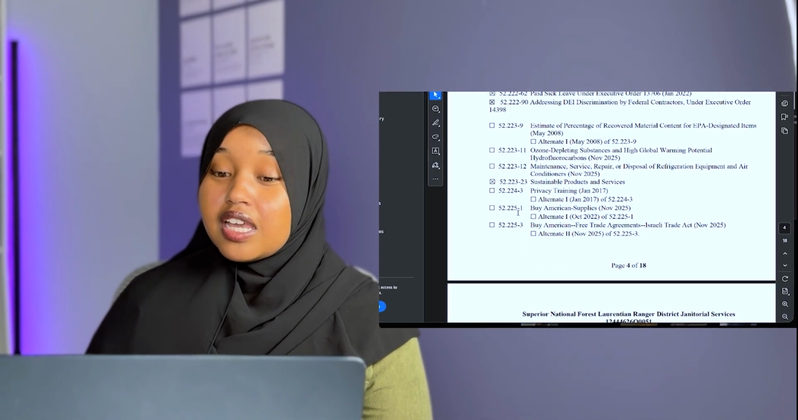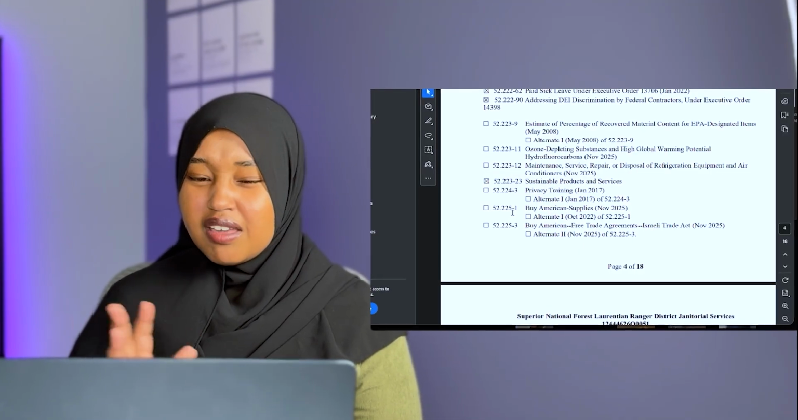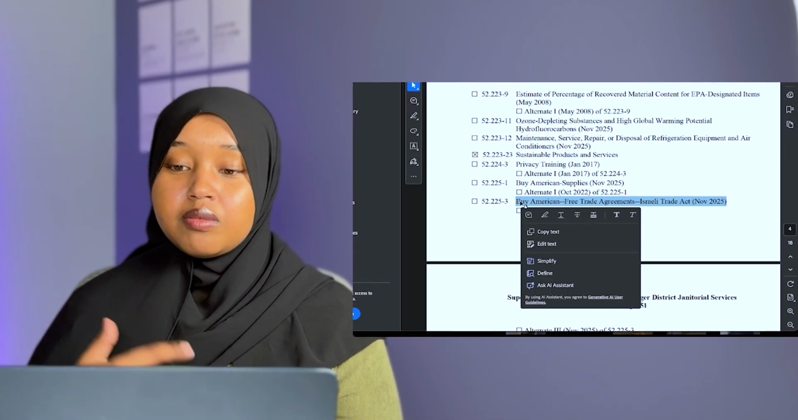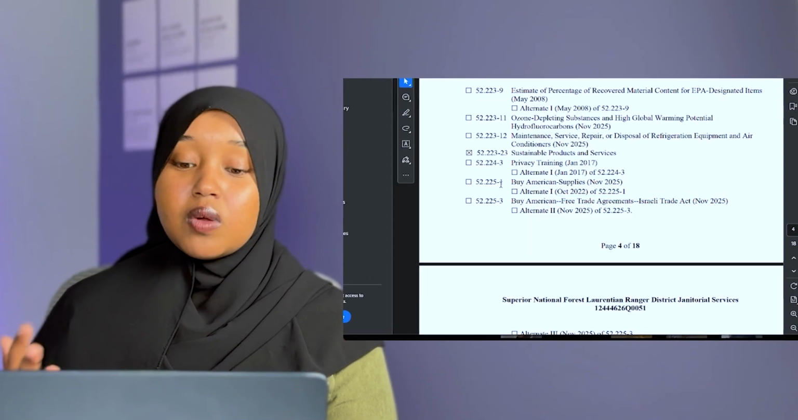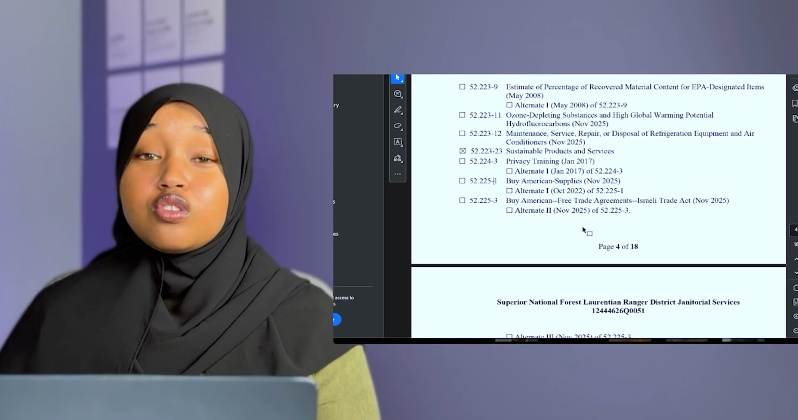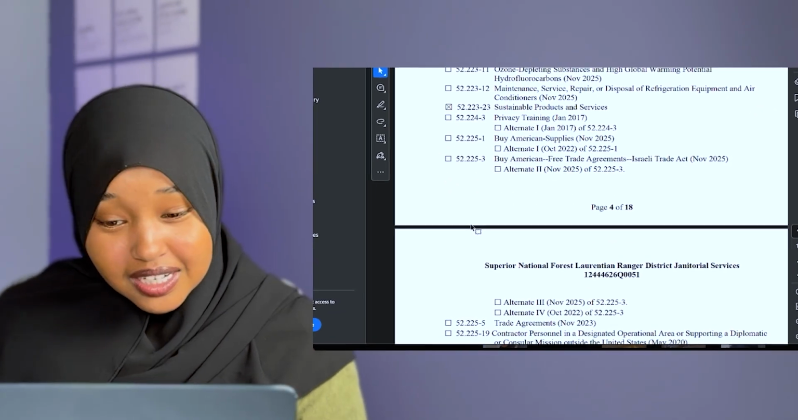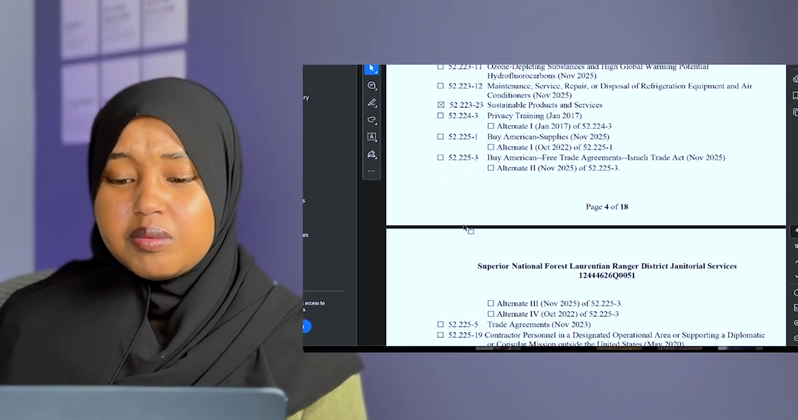There is another clause in this contract that they are not emphasizing for you to agree on, which is buying American, Free Trade Agreements, Israel Trade Act. That's why I said it's very important for you to study the FAR clauses before you become a government contractor. And this is again where funds will be sent.